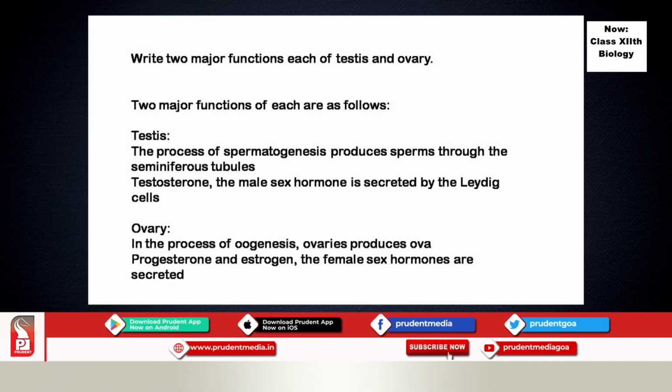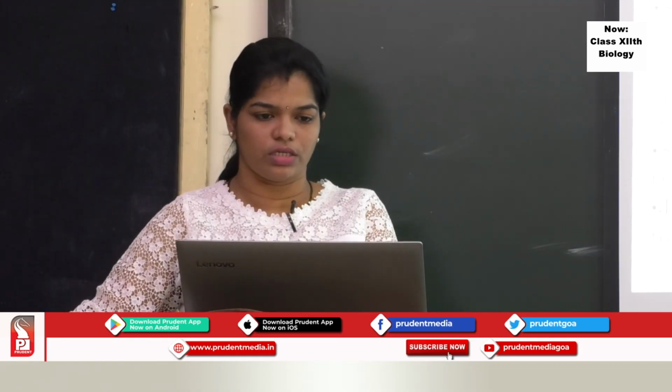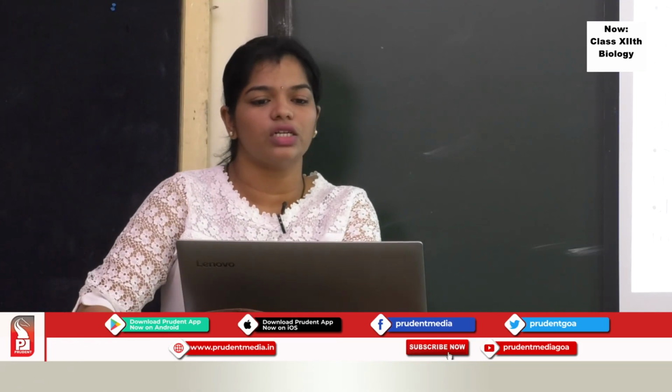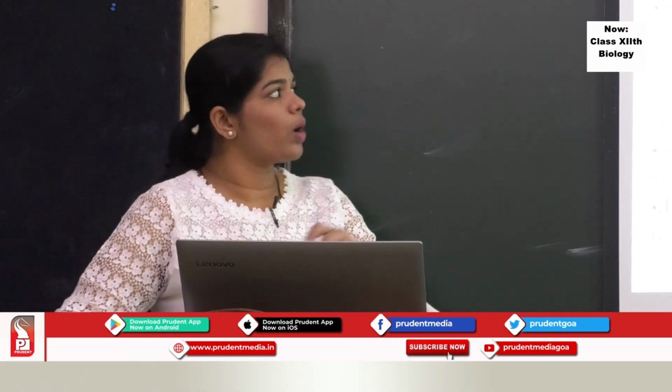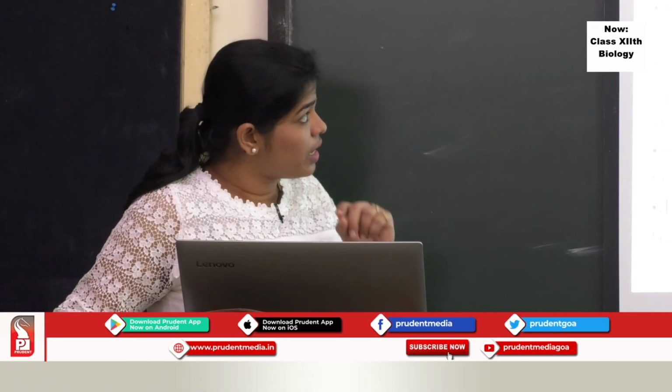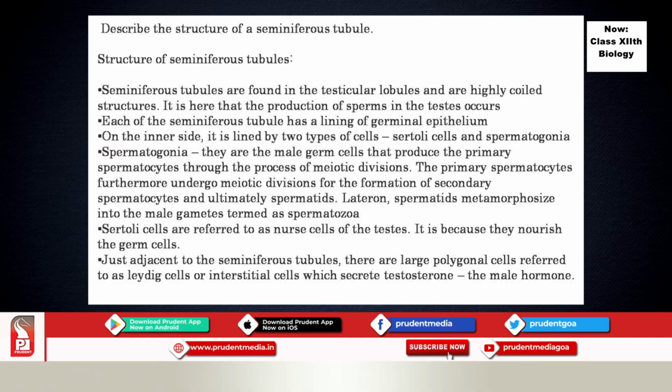Okay. So the first question says, write the major functions of each, the ovary and the testes. The testes is involved in the production of gametes, that's spermatogenesis, and also secretes the hormone. The ovary is involved in oogenesis and secretes the hormone, that is progesterone. The next question is the structure of the seminiferous tubule. You have to mention everything over here, students, right from the outermost layer to the spermatogonia and the Sertoli cells, all the terms with their function should be included in the answers.